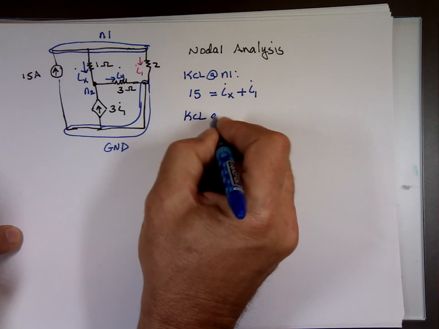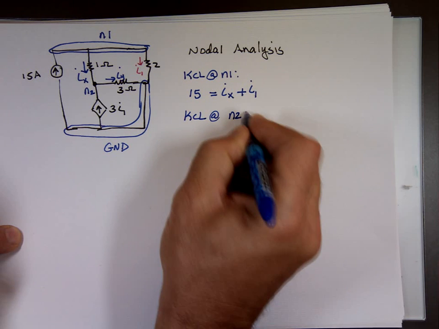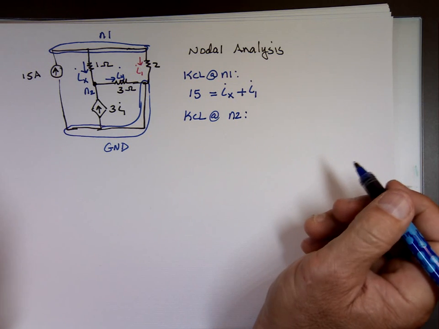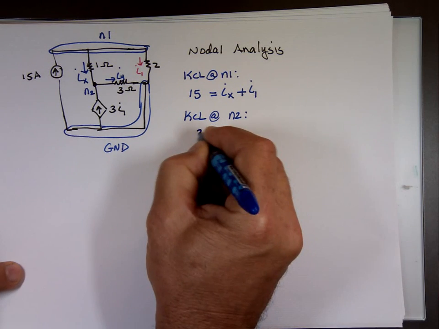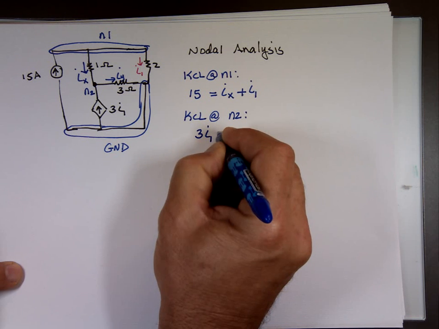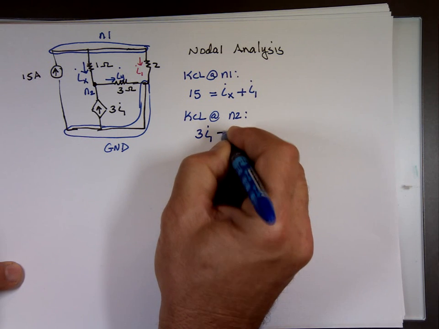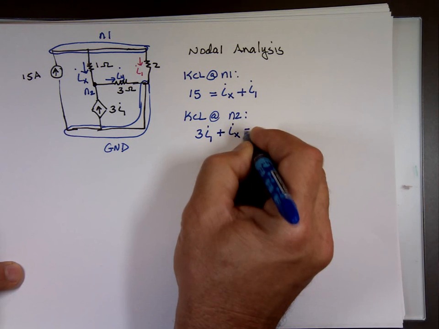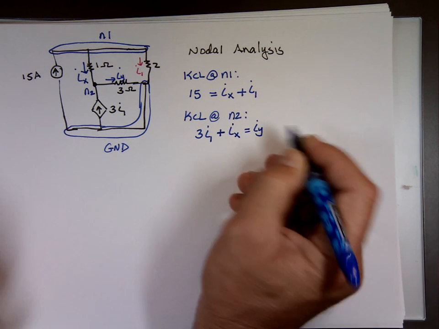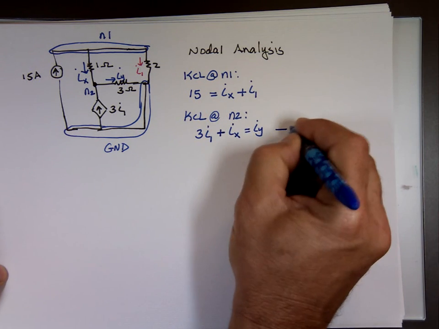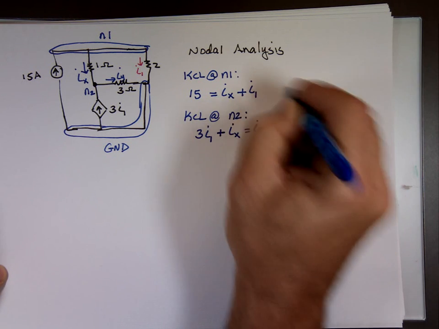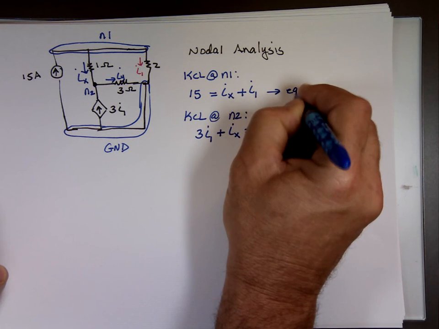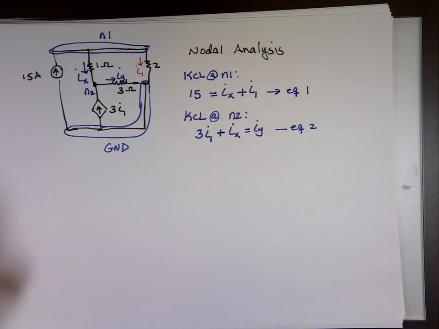KCL at node 2. The current going in? 3I1, and what else is going in? I sub x, and what is leaving? I sub y. So how many equations by how many unknowns? 2 equations, how many unknowns? 3 unknowns. So we can't solve them.